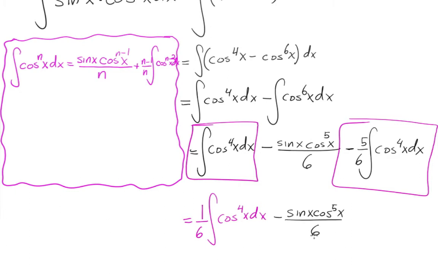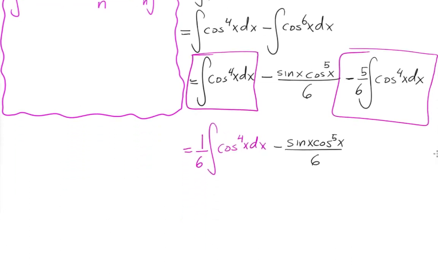Yeah, Tom? You guys are good? Okay. All right, and then we use the reduction formula again. 1, 2, 3, go. 1/6 times sine, cosine cubed over 4, okay, plus, how many?